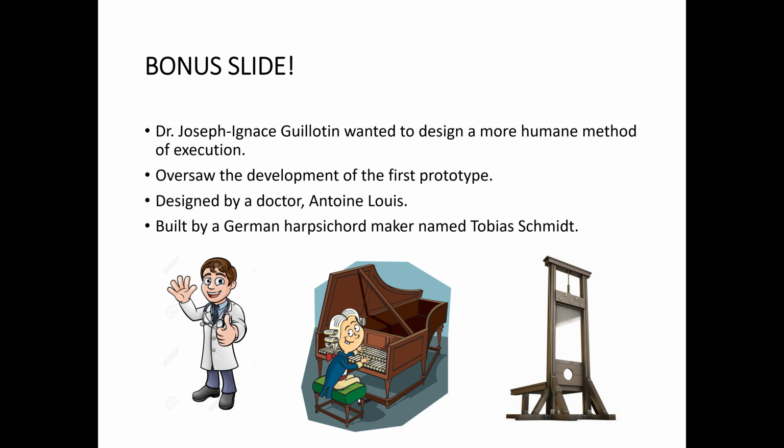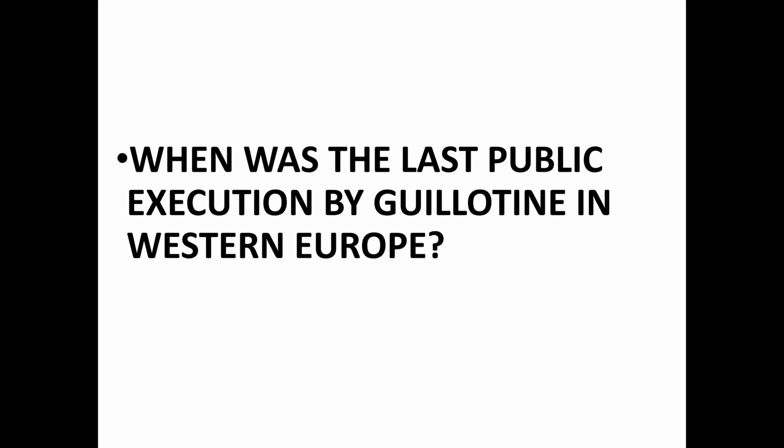Bonus information slide. He invented it because he wanted to design a more humane method of execution. So he oversaw the development of the first prototype, but it was actually designed by a doctor, Antoine Louis, and rather randomly, it was built by a German harpsichord maker named Tobias Schmidt. When did it claim its first victim? 1792. Correct. When was the last public execution by guillotine in Western Europe?